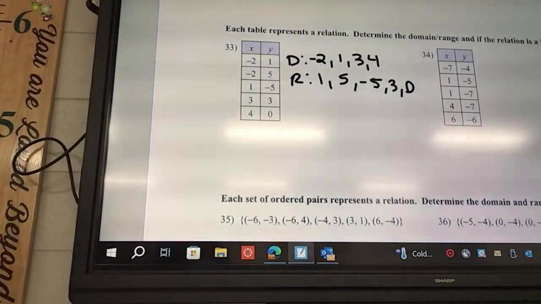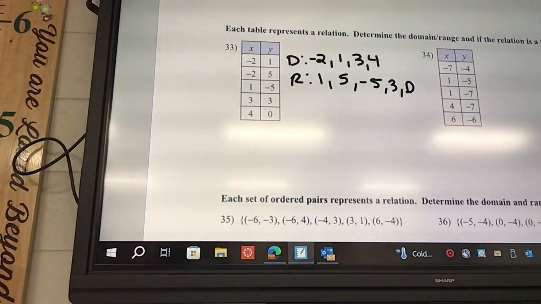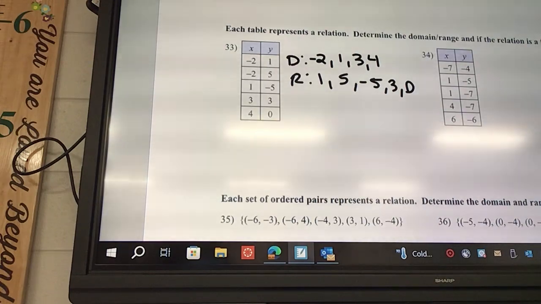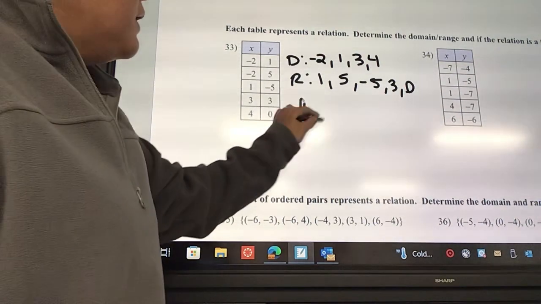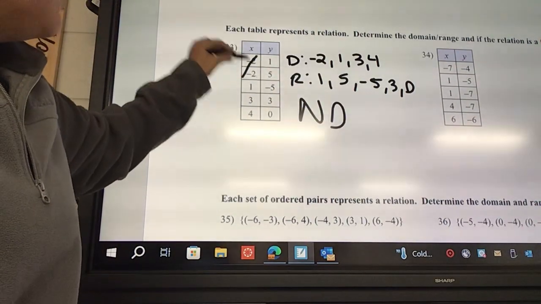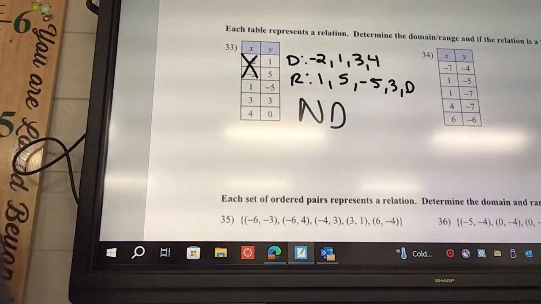How do we tell if it's a function or not? If the x's repeat, then is it a function or no? No. The x's do repeat on this one, so this one is going to be a no. This is not allowed, we can only have 1. And so that makes it a no. If they're all different, then it's a yes.